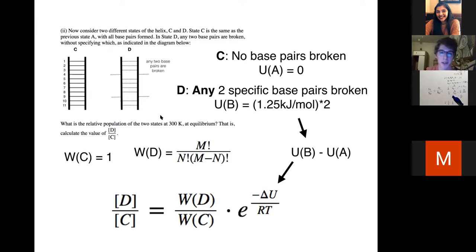Does anyone have any questions? All right. Just one quick question. In that equation, what do M and N represent again? Yeah, let me pull it up.